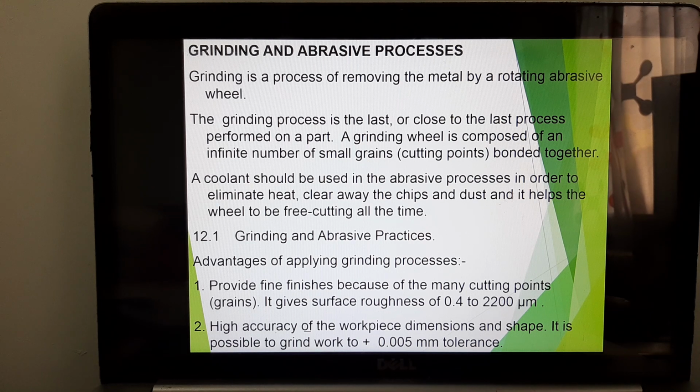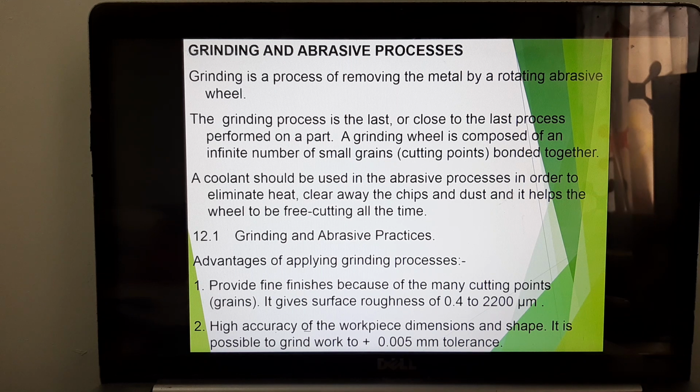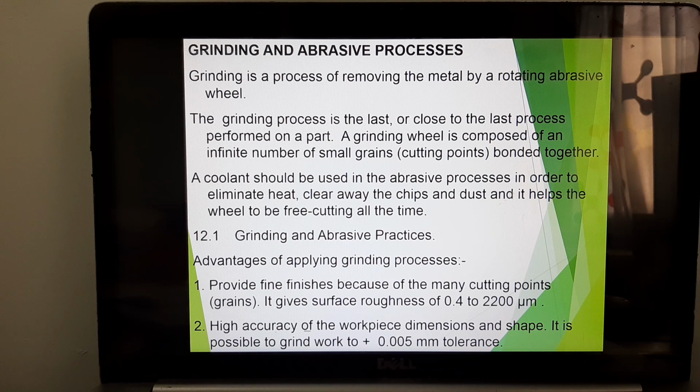Once the product has undergone grinding and abrasive process, the next step would be finishing processes, where the product is either painted or undergoes coating, or plating, or whatever other finishing processes are available. Finishing process will be unit 8 of this class. We'll talk about it later. So at the moment, let's focus on grinding and abrasive process.